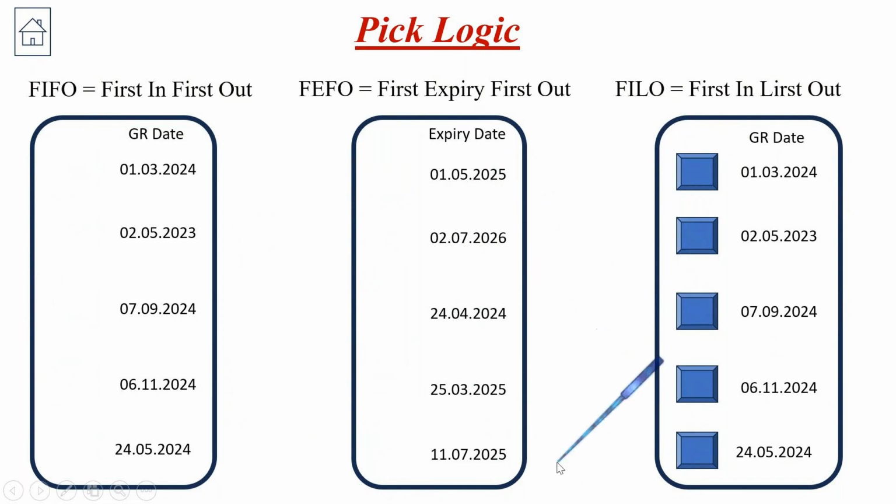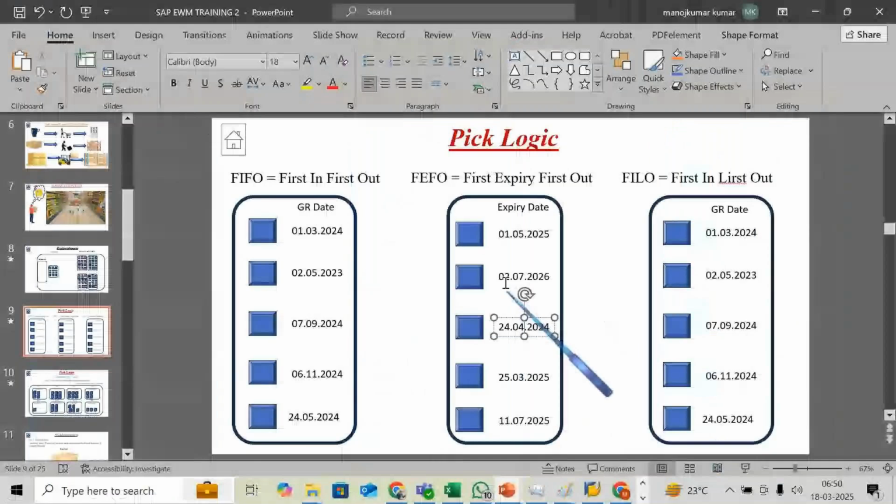So it is the first expiry, first out logic, and so first in, last out. Why do we have to use first in, last out? It is used in marble stones, for example. In this kind of industry, the products are not going to expire, right? So in that industry, especially, they will use this first in, last out.